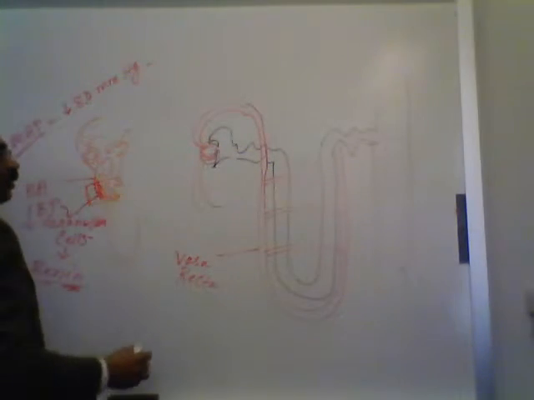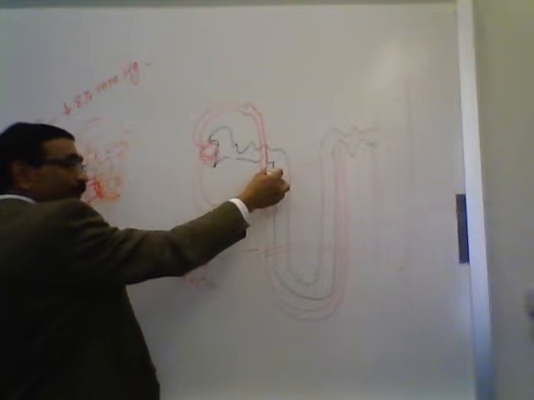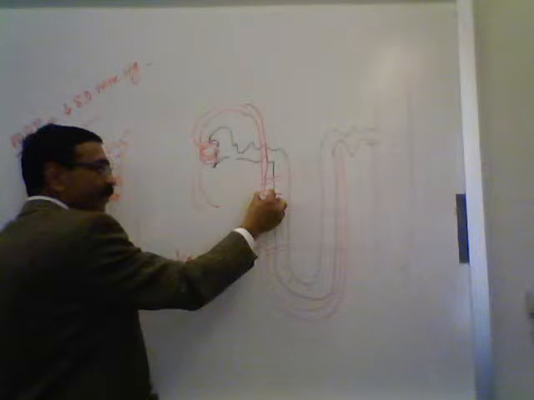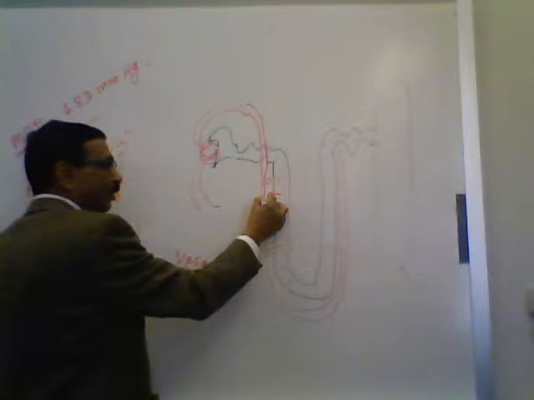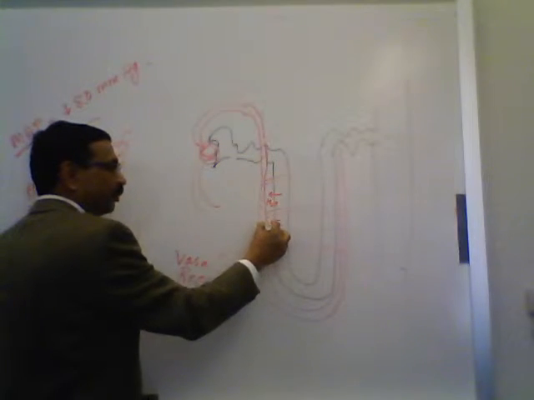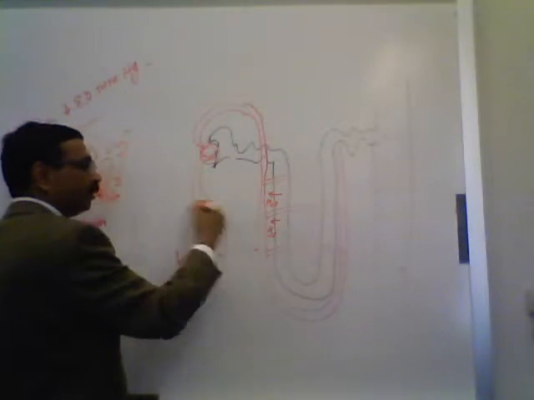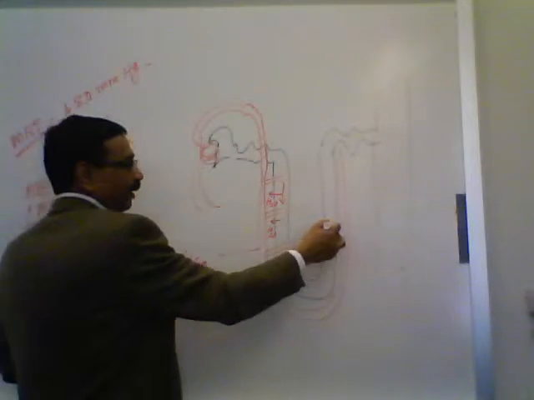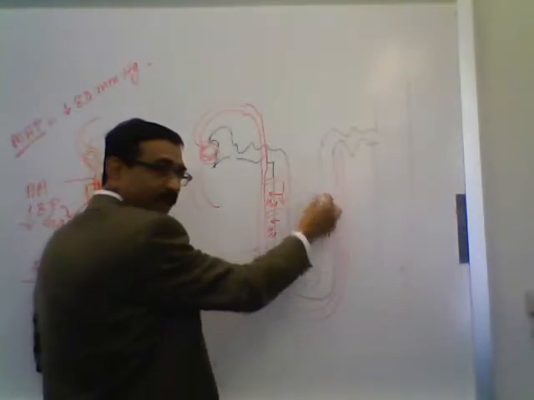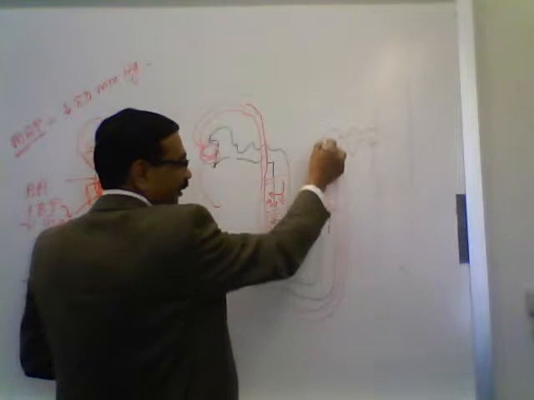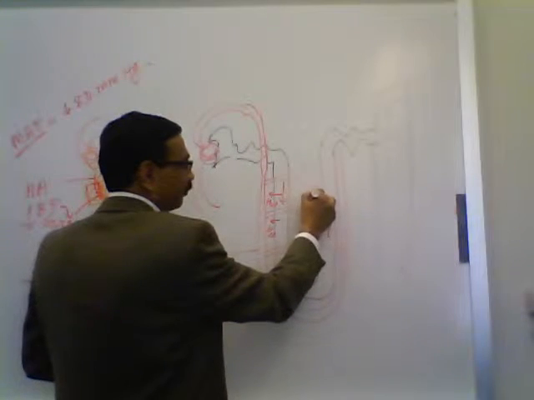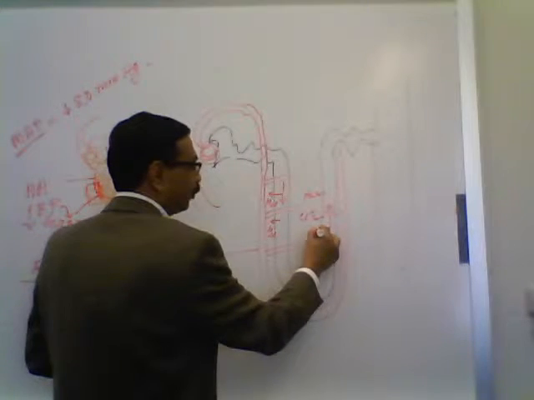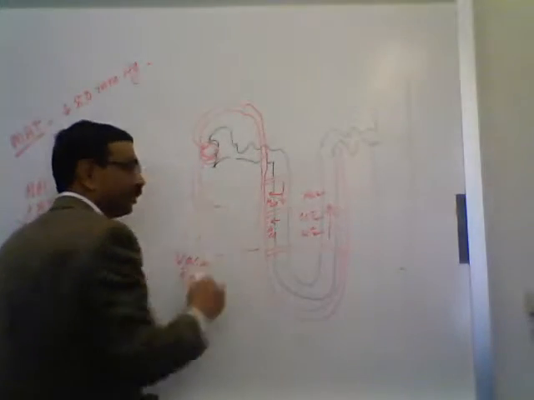Okay. So now we already know that when the fluid goes down the descending limb of the loop of Henle, what is reabsorbed here? Water. Very good. A lot of water comes out. And fluid is going this way, and here the fluid is going this way, right? And when the fluid goes this way, sodium, chlorine, potassium, those are reabsorbed, right?